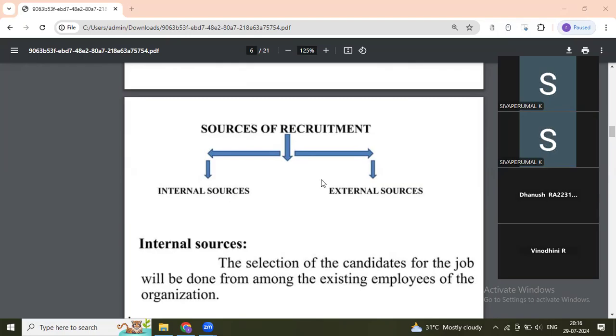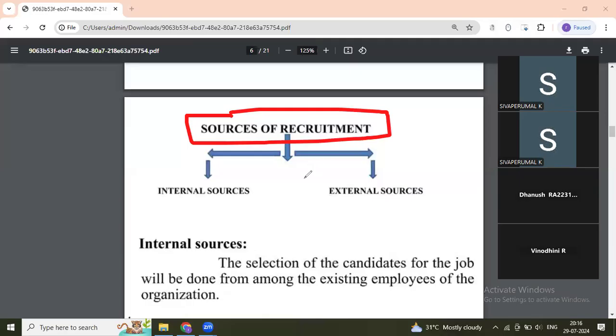This is a 16-mark question for you. This is an important question for us. It is called sources of recruitment. Actually, this important topic we would take in an offline class, which is better, but even so we will try, don't worry. The sources of recruitment.